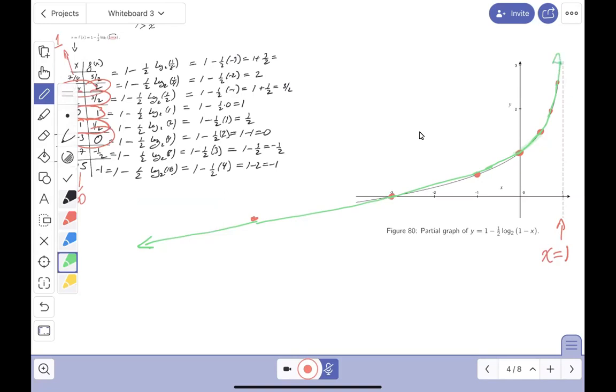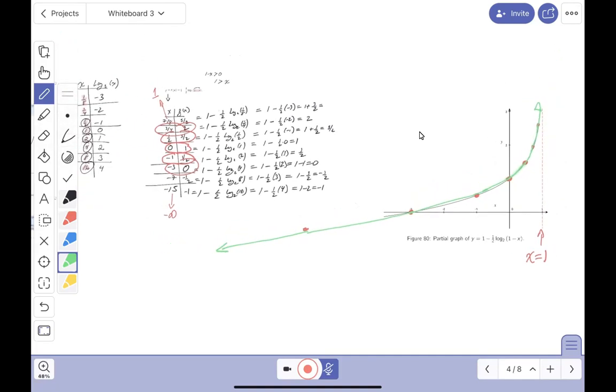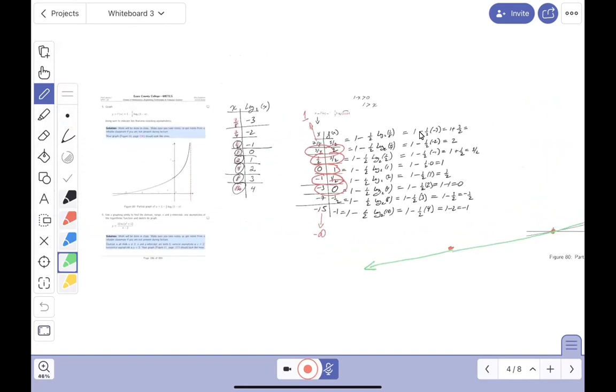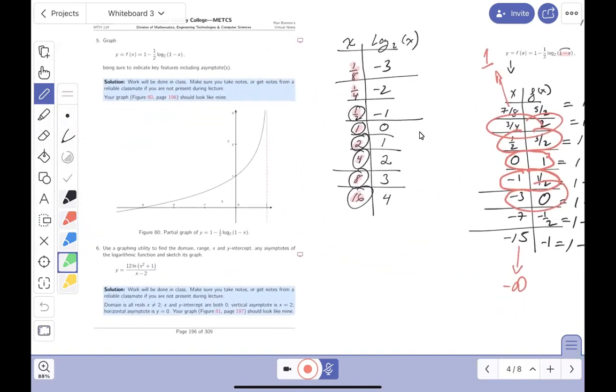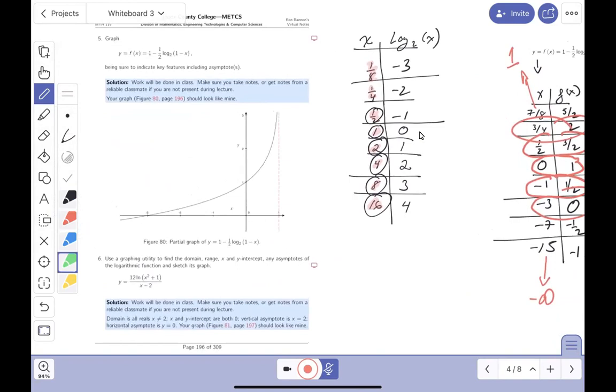By the way, if you don't see that, you have to pick out more points in the table, but it's really not so bad. Right? We got a picture of it. And I want to go back to the question and see if I've answered the question. Where they say graph it, we did that. Be sure to indicate any key features on the graph and the asymptotes.